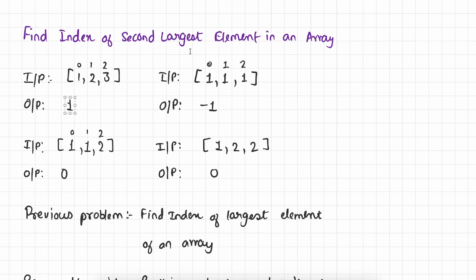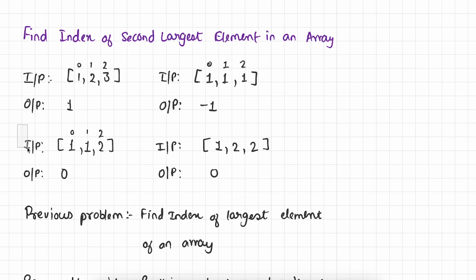Let's see the next example. Here the elements are 1, 1, 1. Here you can find that there is no second largest element present in this array. That is why the output is -1, and here -1 represents an invalid index. It means there is no second largest element present in this array.